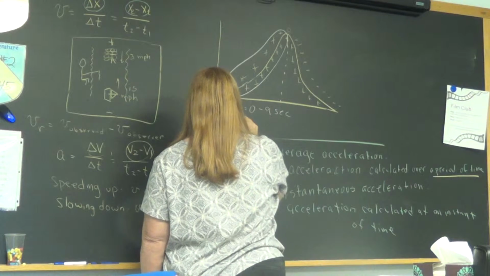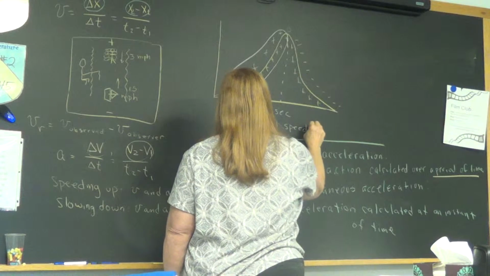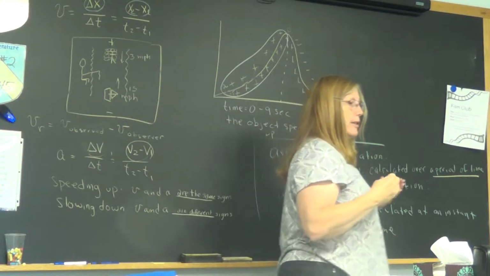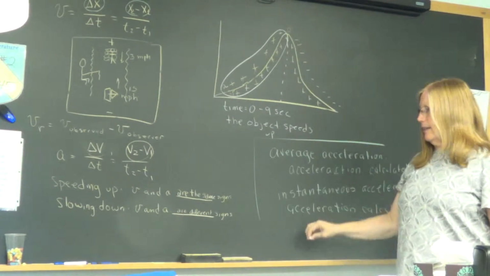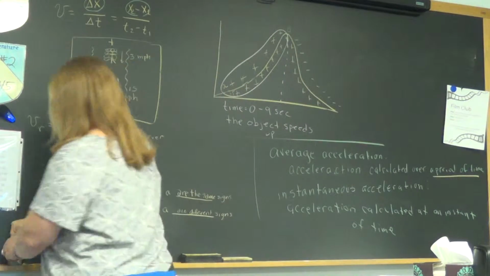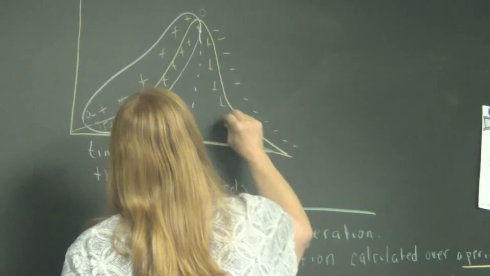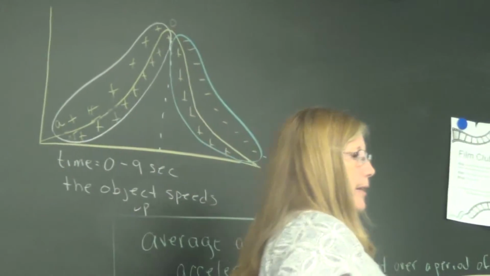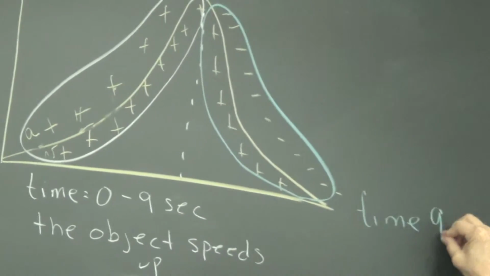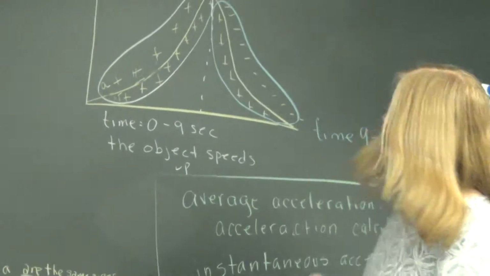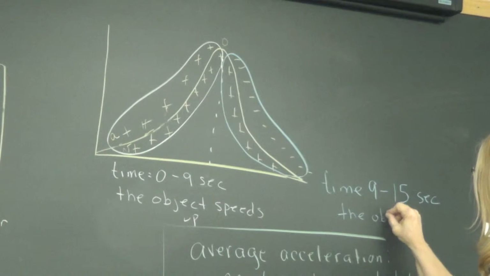The object speeds up. How did I know? Their signs were the same. So afterwards, you'll notice one's positive and one's negative. So in my color coding here, I'll switch to blue. Now on this side of the graph, the signs are different. So therefore, from time equals 9 to, where does it end? 15? 15 seconds, the object slows down.